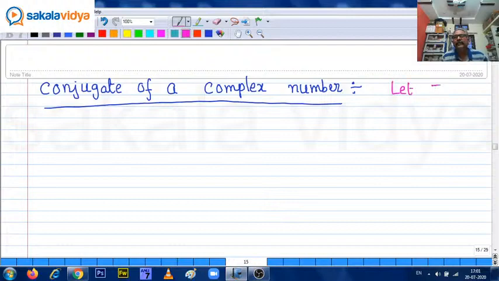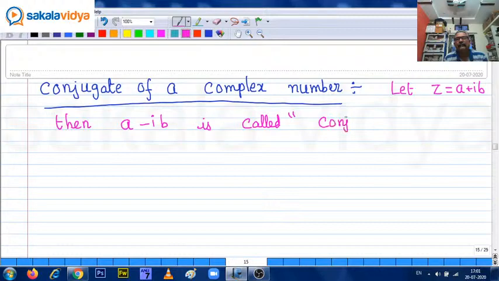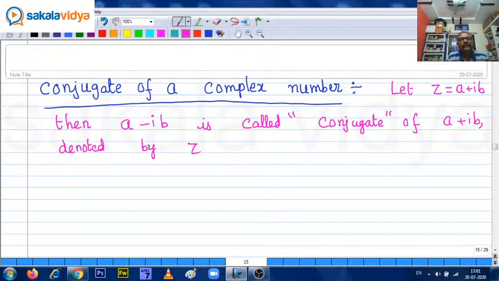Let z is equal to a plus ib, then a minus ib, just change the sign of imaginary part. If plus is there, minus; if minus is there, plus. So then a minus ib is called conjugate of a plus ib, denoted by z bar. That means you remember, if z is equal to a plus ib, then z bar is equal to a minus ib.